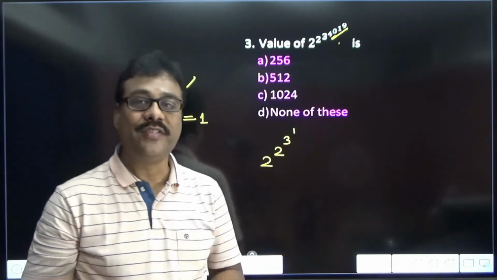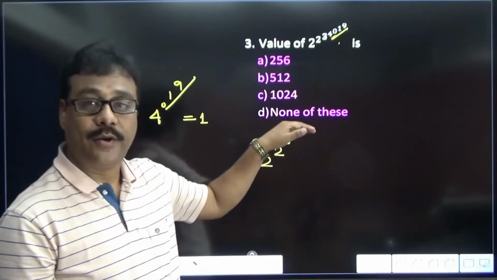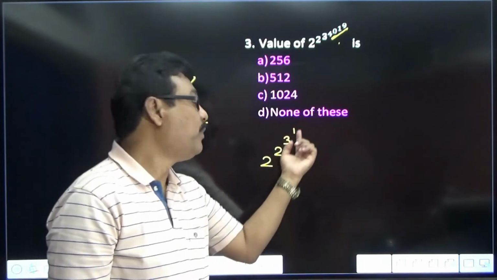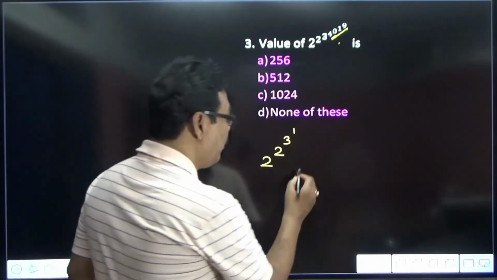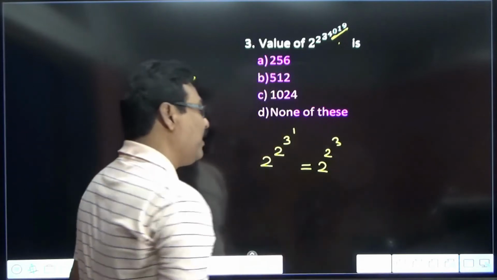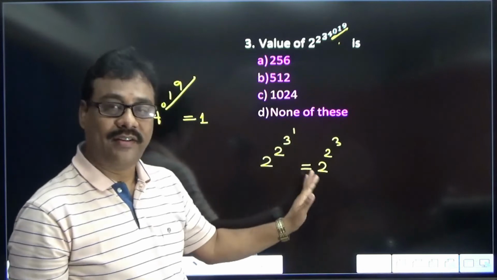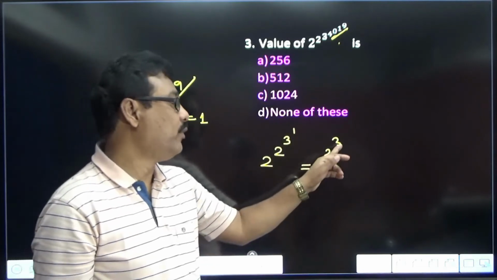Okay, I can reduce this one from the upper side, you can say. So 3 to the power 1, what can I write now? 3 to the power 1 is 3. So rest as it is. 2 to the power 2, those are as it is. 3 to the power 1 is equal to 3.